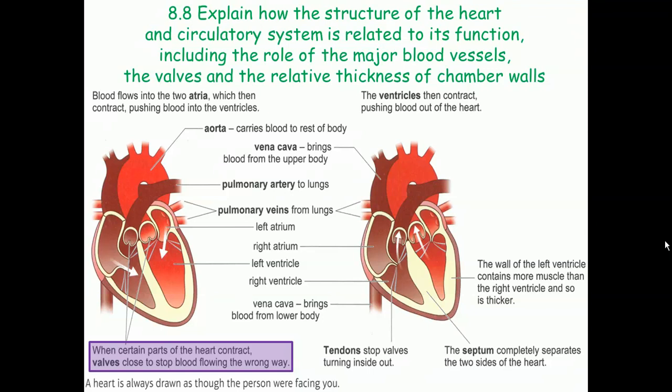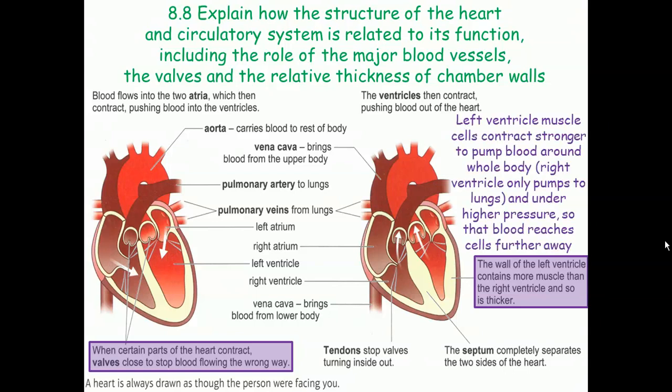And then we also need to know about the relative thickness of the chamber walls. So here, the wall of the left ventricle contains more muscle than the right ventricle, right? And the ventricles also contain a thicker wall than the atrium, the top chambers. So why is the left ventricle the thickest wall? Because we know it contains the most muscle, and the reason why the left ventricle has got the thickest wall and contains the most muscle is because that is the chamber that needs to contract to pump blood to the rest of the body.